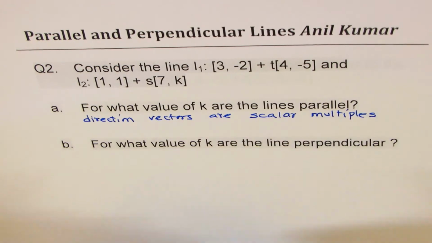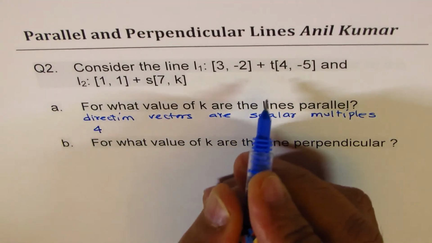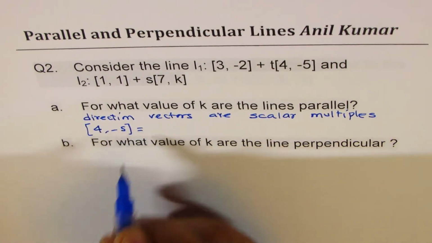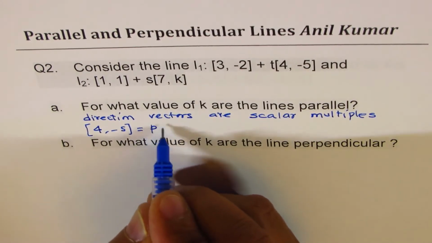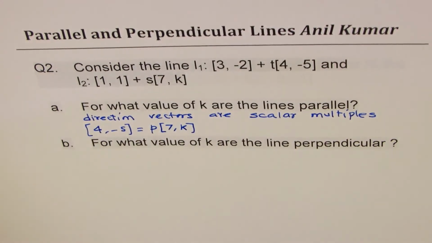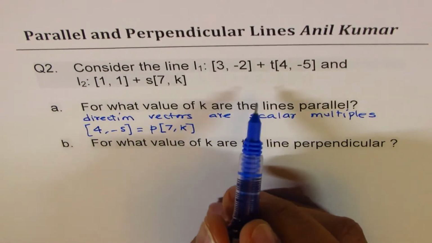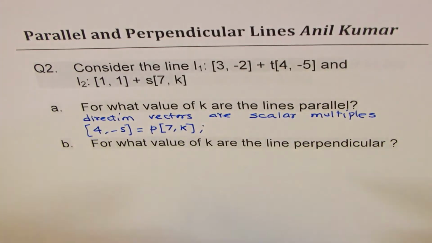So that's the concept. That means these two directions, (4, -5) should be equal to some scalar, let's say p times (7, k). That is what it means. Now it gives me two different equations, right? We have to solve these two equations to get the answer.